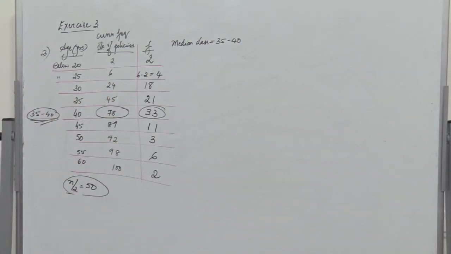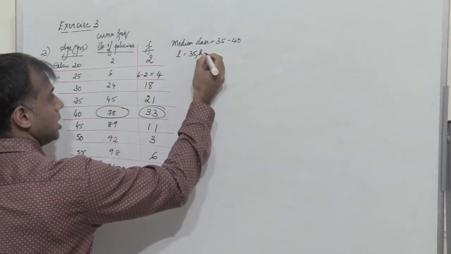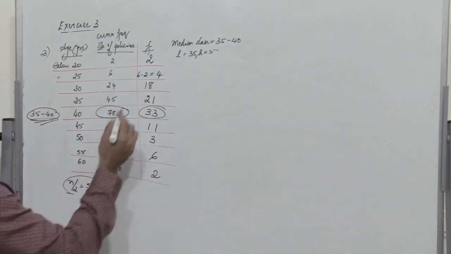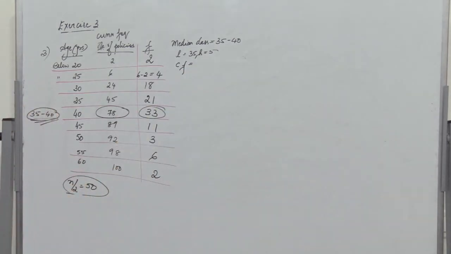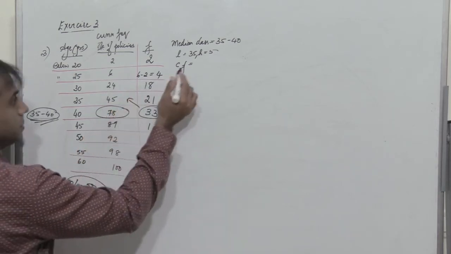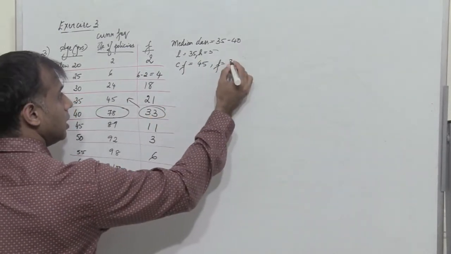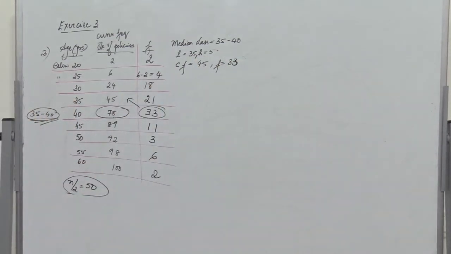So once I know the median class, L is known, so L is 35. What is H? H is 5 again. So next, what is the class frequency of the preceding one? CF is the cumulative frequency of the preceding class, which is 45, and F happens to be the frequency of the current median class, which is 33. So all the values are known. So once the values are known, I can find the median.